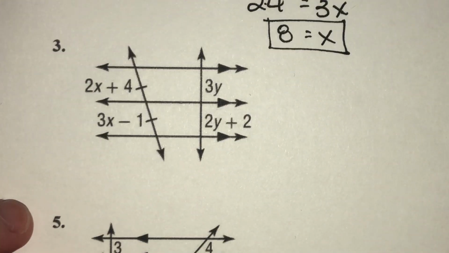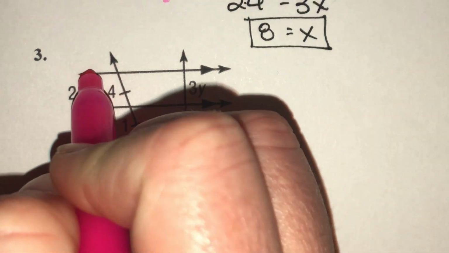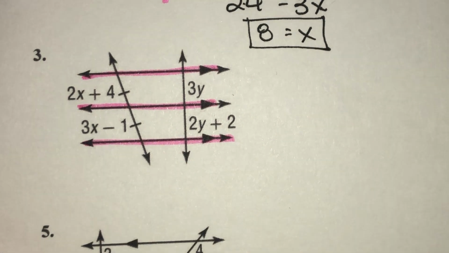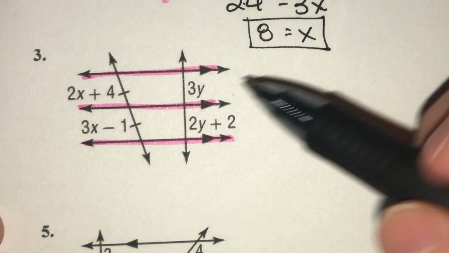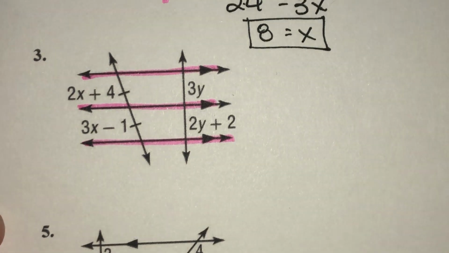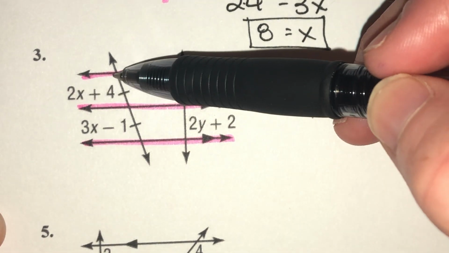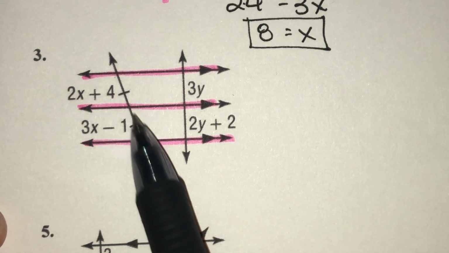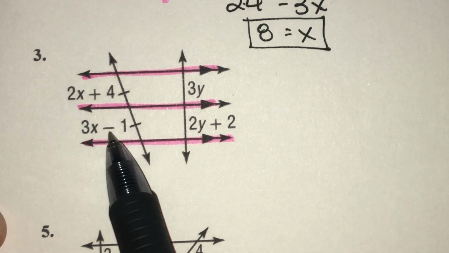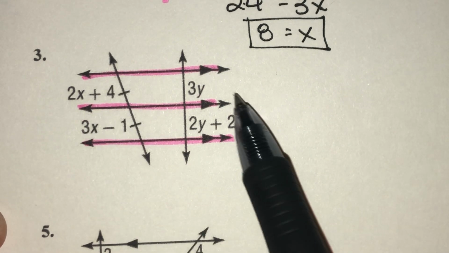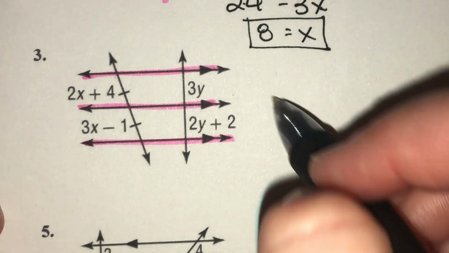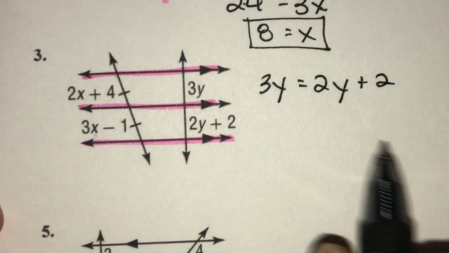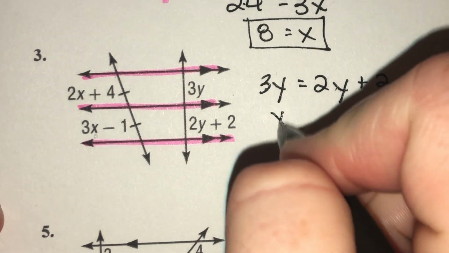All right, number 3. We've got to mark off our parallel lines here, here, and here, which means the relationship between this guy and this guy is the same thing as this guy and this guy. What else do I know? Well, these are marked congruent, so I can set these equal to each other, right? And if these are congruent, that means these have to be congruent. So to solve for y, I'm going to set 3y equal to 2y plus 2, minus y from both sides. y equals 2.